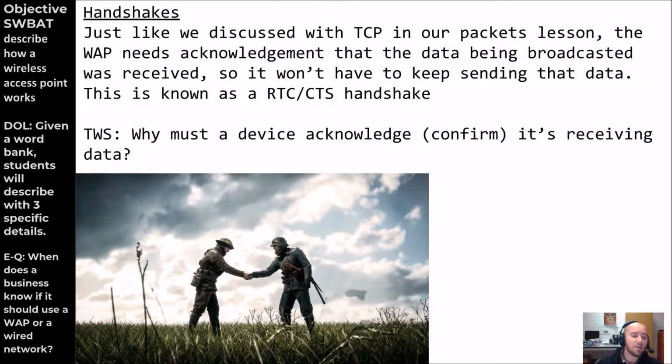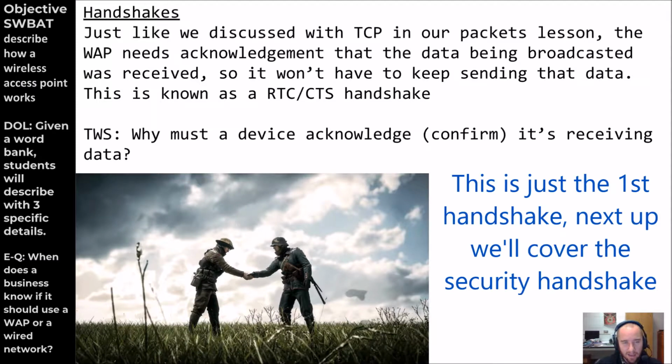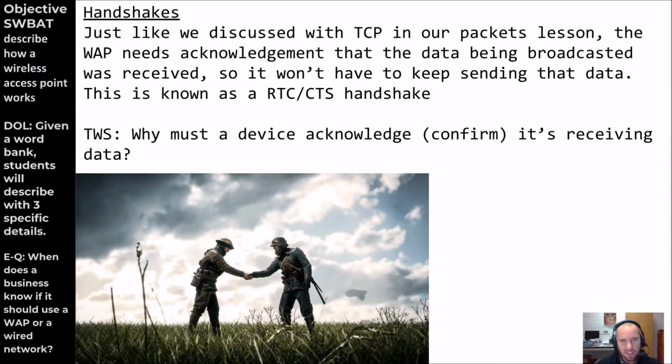So how do we know a person should be able to start the decryption process? Well, that data goes through what's called a handshake. Just like we discussed with TCP in our packets lesson, the wireless access point needs acknowledgement that the data being broadcast was received, and this is part of the handshake process, so it won't have to keep sending that data. It won't just pollute the air with those signals anymore, because once it goes through the RTS/CTS handshake, it knows the device that's supposed to get it has gotten it.